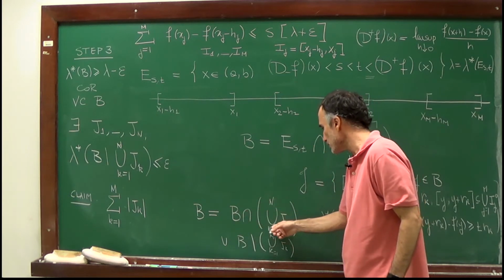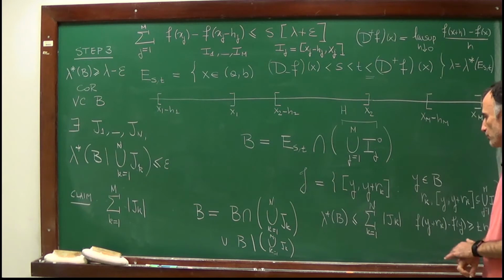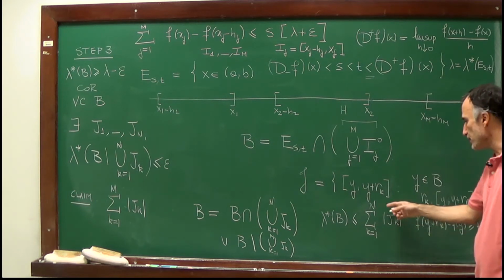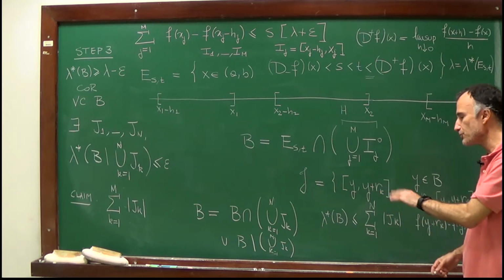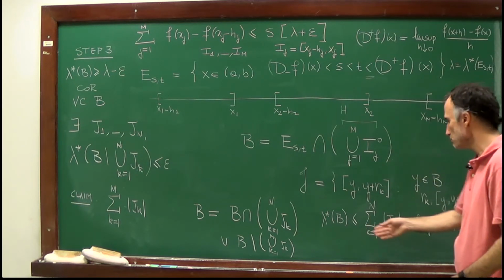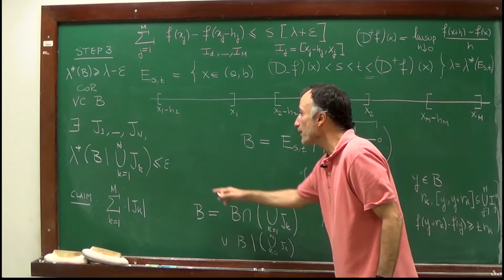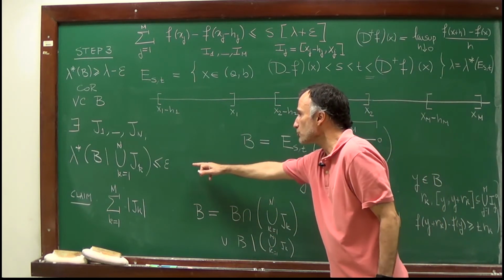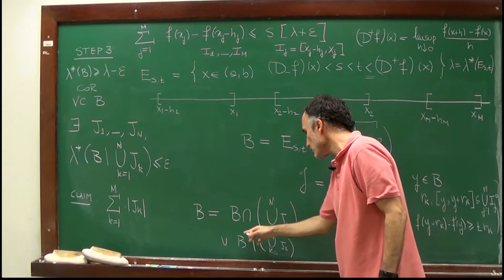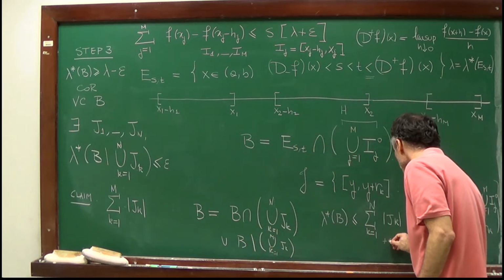The outer measure of this set is smaller than the outer measure of this set. And the outer measure of this set is bounded by the sum of the lengths of gk. Actually, I don't need to use the fact that they are disjoint. It's just an inequality I want. And on the other hand, we've seen that by construction of these intervals, the outer measure of this difference is bounded by epsilon. Okay?